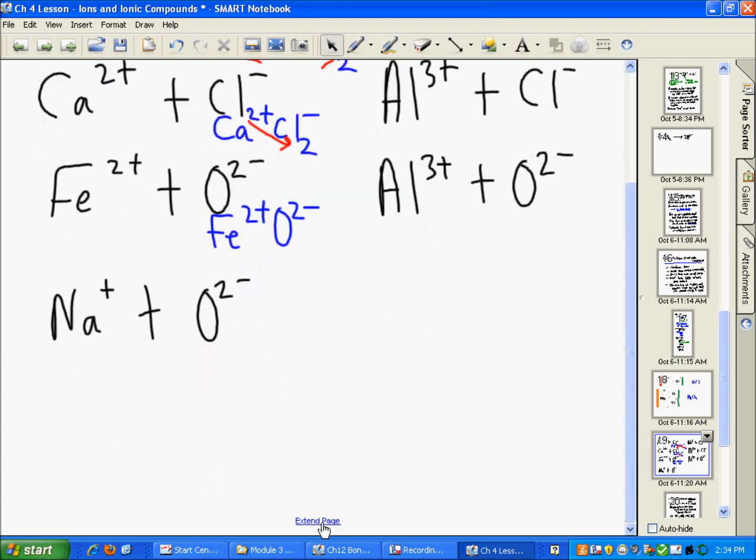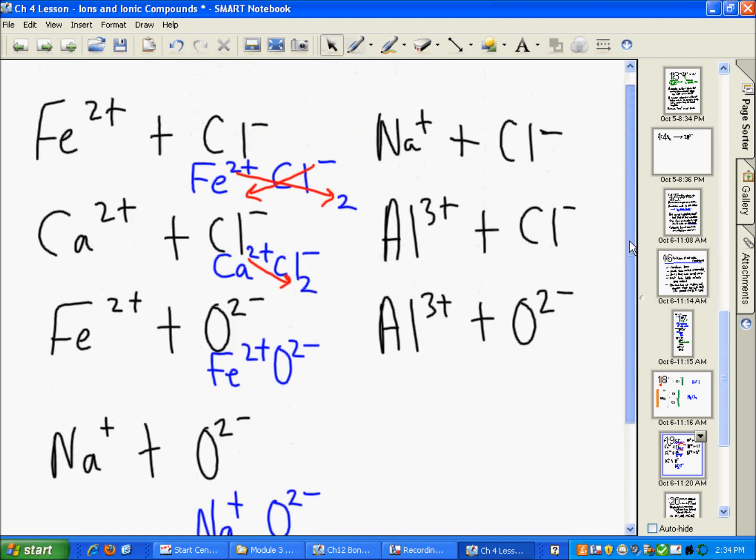For Na+ and O2-, what would the formula be? It would be Na2. Put a 2 down, and you don't have to put anything on the O, just a 1. So Na2O. Na with a 2 and O with a 1 on it.